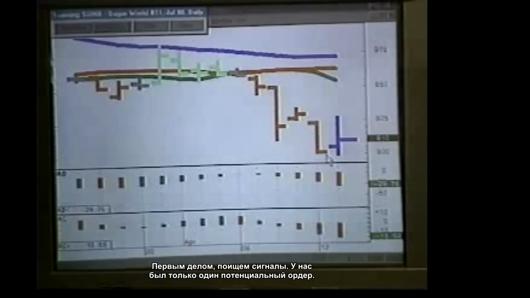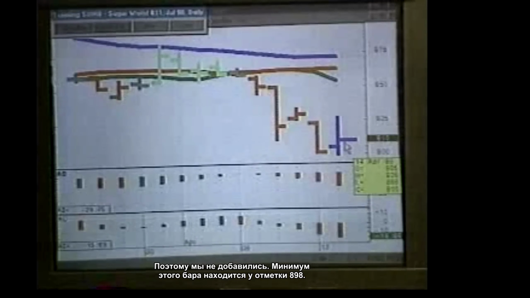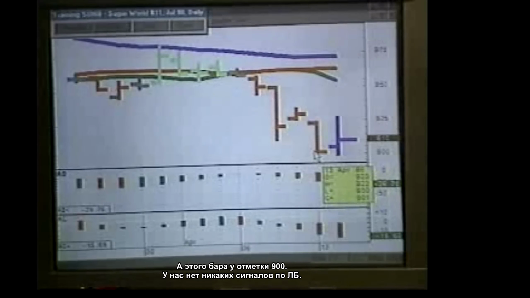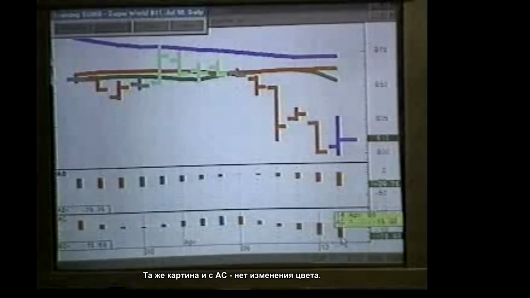We had only one potential order in, and that was stop close only at 900. Well, this bar closed at 910, so we did not add on here. The low of this bar is 898, and the low of this bar is 900, so we can't have a balance line either. Come down to the AO, we haven't had a change in color. Same with the AC. We haven't had a change in color.